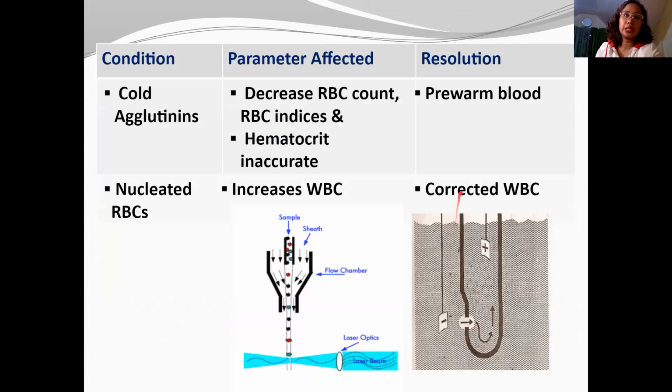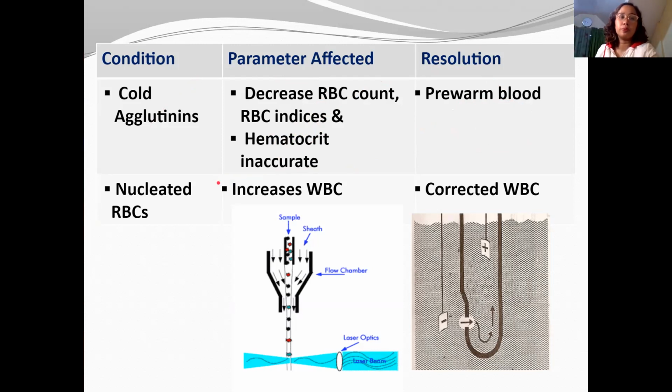Then there are cold agglutinins. So, what are cold agglutinins? Some people, guys, have an immunologic disorder wherein at body temperature there are no agglutinins, no clumping of blood. However, when their blood is extracted and remains at room temperature or a cold temperature, microagglutinations happen. What could be the effect of that? It could decrease your red blood cell count because of the clumping, and it could make your hematocrit inaccurate. So the solution is to pre-warm the blood at 37 degrees to get rid of the agglutinates.